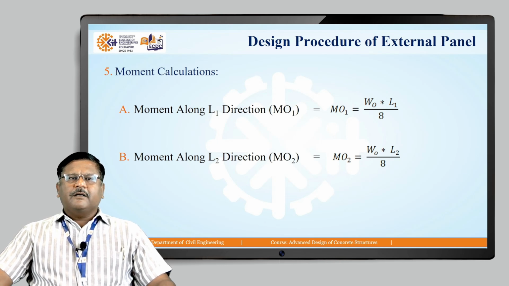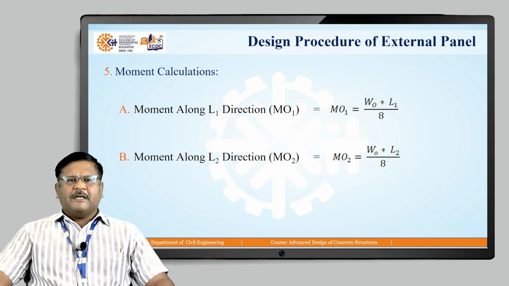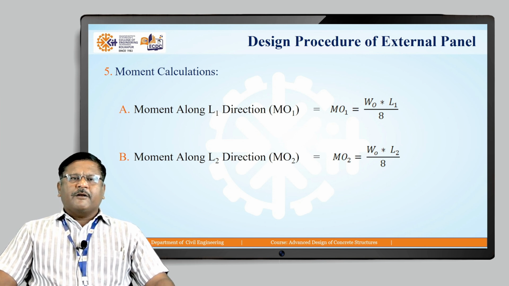Calculation, calculate the moments. If the slab is a square slab, then you may calculate the moment in one direction and repeat that moment in the other direction. But if the slab is a rectangular slab, you want to calculate the moment in both directions, that is along L1 and along L2. The formula is M naught 1 is equal to W naught into L1 upon 8, and in the other direction M naught 2 is equal to W naught into L2 upon 8.